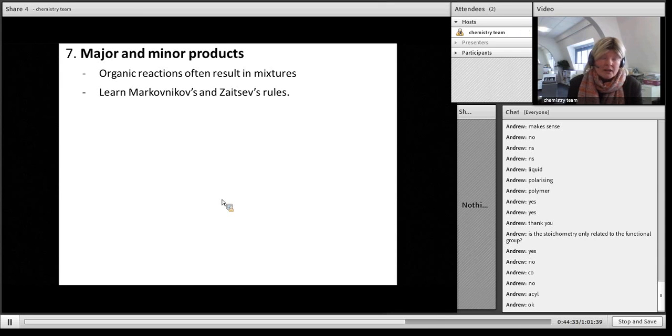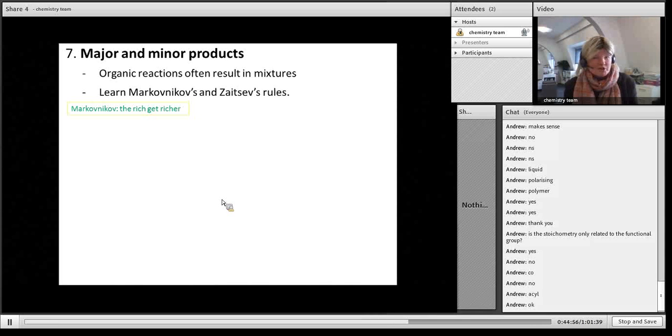And there are two rules, though, that are helpful, which will make you remember the major and the minor products. Markovnikov is to do with addition. So if you think of A as the beginning of the alphabet, addition, Markovnikov, M comes before Z, so it's higher up in the alphabet. So Markovnikov's related to addition, and the shorthand way of remembering it is the rich get richer.